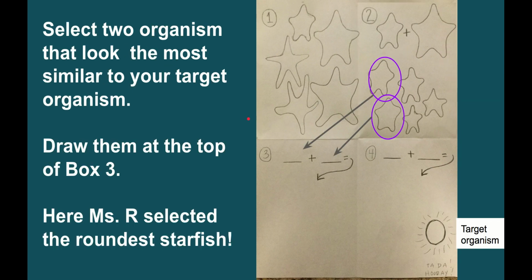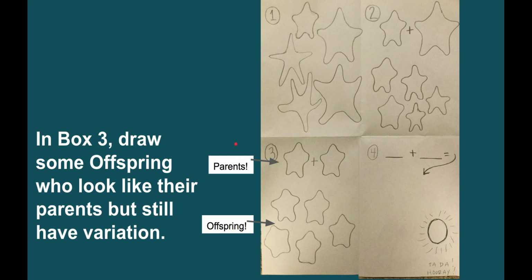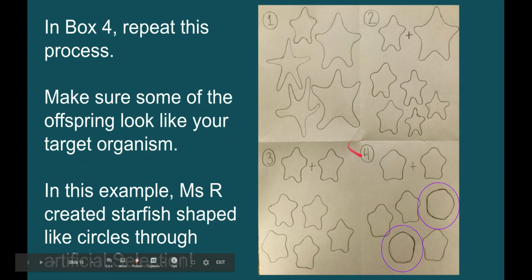She then repeated the process from before. She selected 2 organisms that looked the most similar to the target organism. She drew them at the top of box 3, and then she again selected for the roundest starfish in this group over here. In box 3, she drew some offspring who look like the parents, but they still have some variation. In box 4, over here, she repeated the process one more time, but this time she made sure that some of the offspring would look like her target organism.